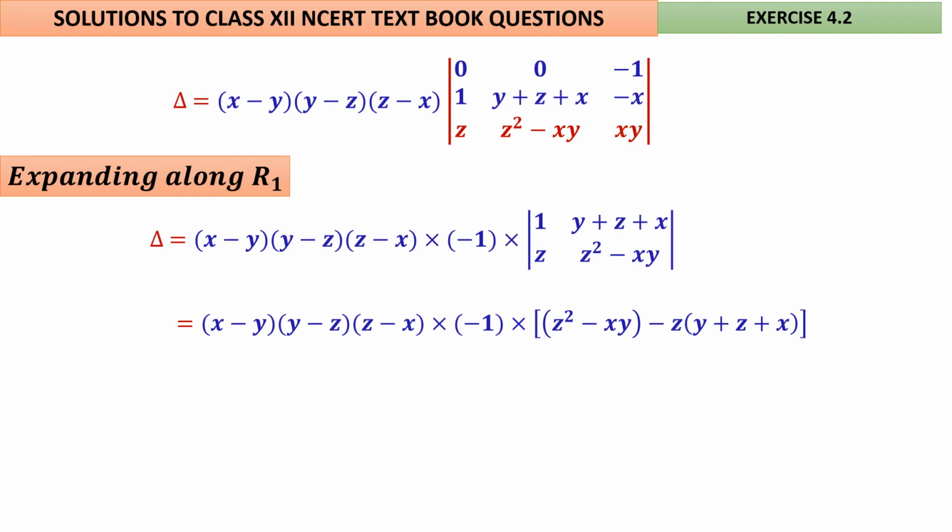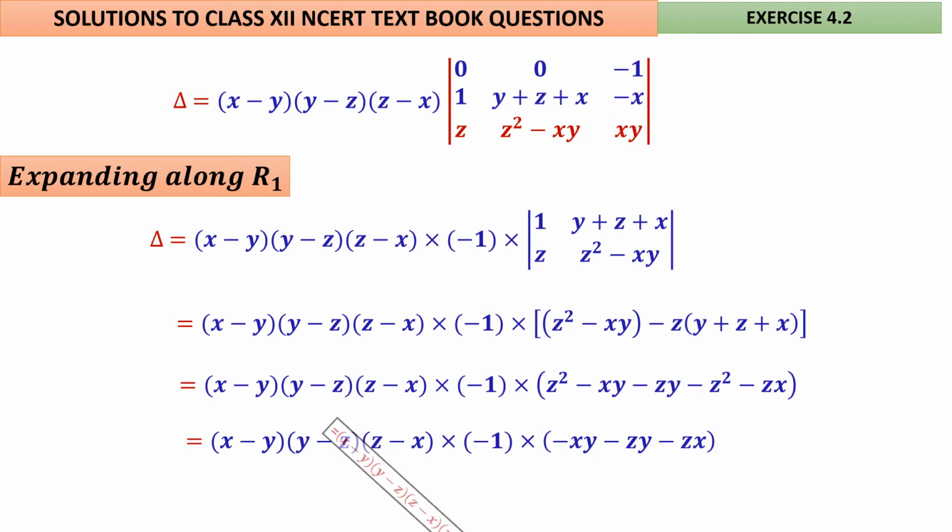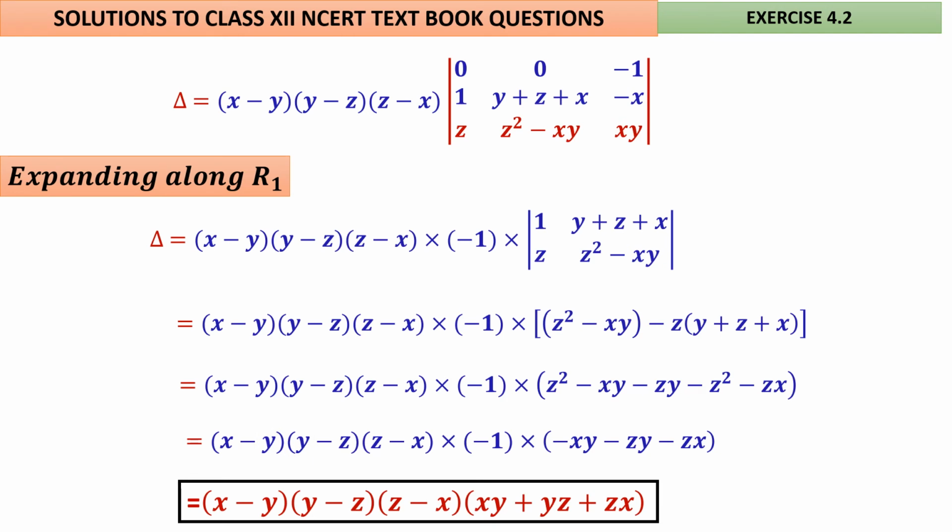That is 1 multiplied by it minus z multiplied by that. Then minus 1 multiplied by z square I am expanding. z square gets cancelled. For minus xy minus zy minus zx multiplied by minus 1. Therefore you will get xy plus yz plus zx. Very simple question. But if you do it in a logical way, that is by taking x minus y outside, y minus z outside, z minus x outside and then expanding it, you will get the last factor automatically coming out of that expansion.